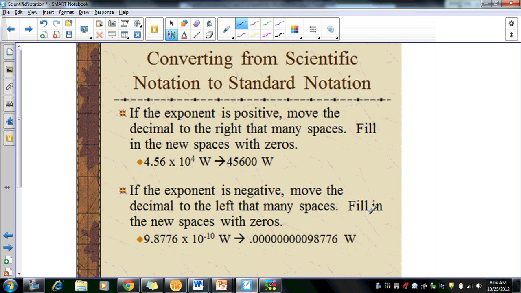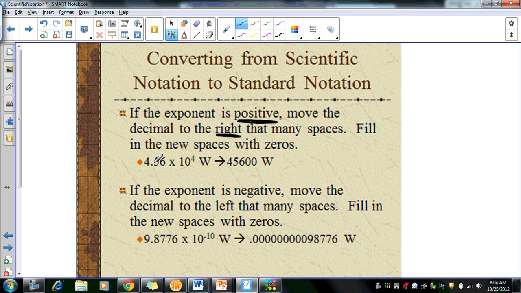So now let's talk about how to convert it backwards. So let's say you have a number in scientific notation and you want to put it into expanded form. So if the exponent is positive, you're going to do the opposite of what you did to create the scientific notation. So if it's positive, you're going to move the decimal to the right. Any spaces that don't have a number will become zeros.